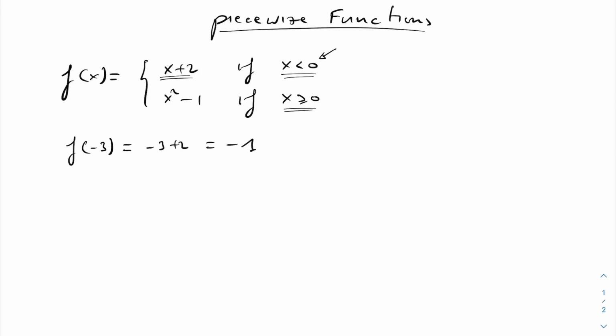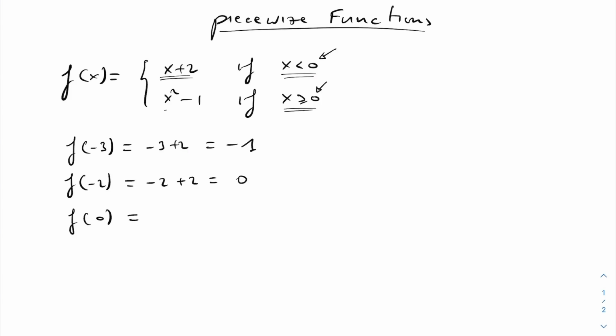Same thing for f of -2. Since x here is still less than 0, I'm going to have f of -2 being equal to -2 plus 2, which is going to give me 0. Now, f of 0 is where we have a little bit of a dilemma, but not really, because if you look at 0 here, you can see that the bottom portion here, where x is greater than or equal to 0, is the part that we should use.